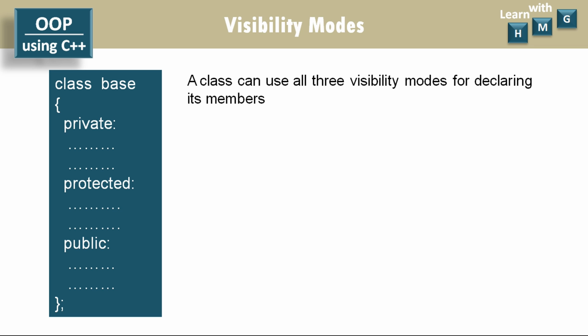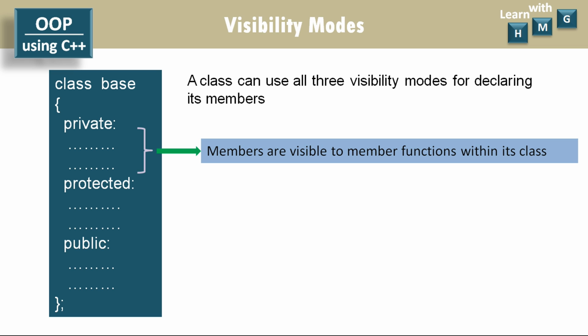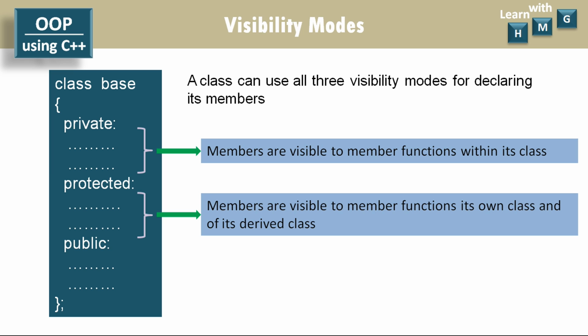Now these members may be data members or member functions or both. The private members are visible to member functions within its class. So whatever data members are declared within the class, they are visible to member functions within its class. Whatever member functions in this class are defined, these member functions can access these private data members. Then if there are protected data members, these protected members are visible to member functions of its own class and of its derived class.